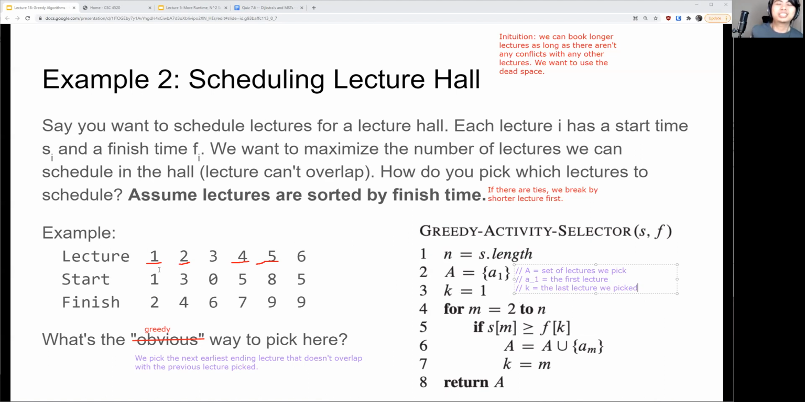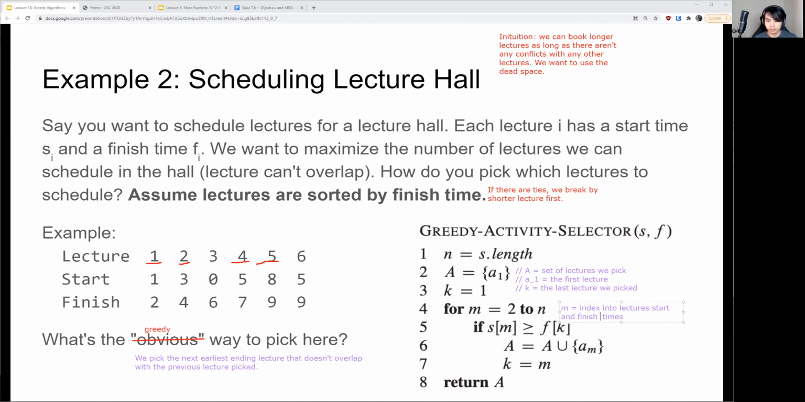Also, the book always indexes from 1 a lot of the times. So it's just nice to follow that convention just for the sake of sanity. And we're going to go through all of the other lectures from there. M is going to be indexed into lectures' start and stop times, right?